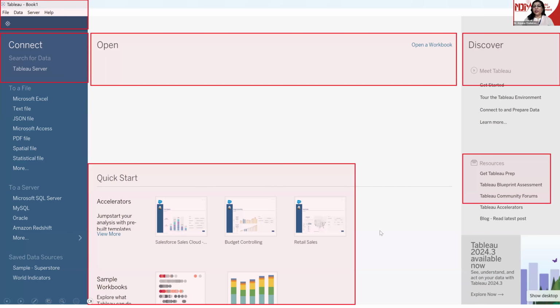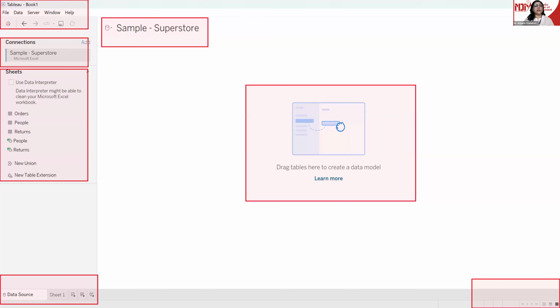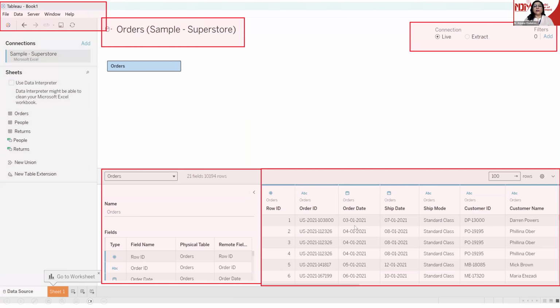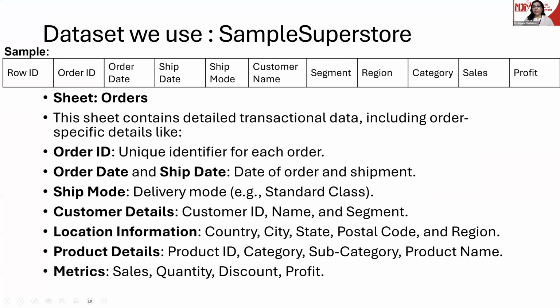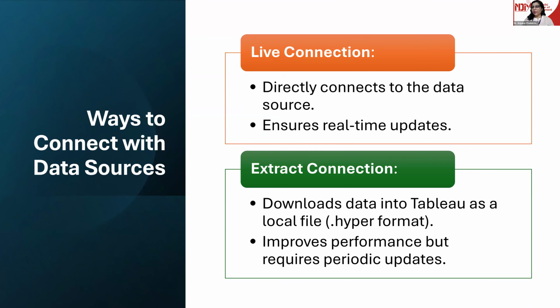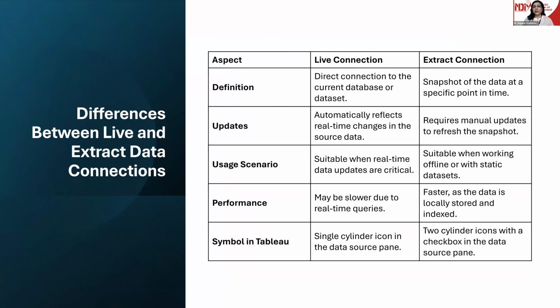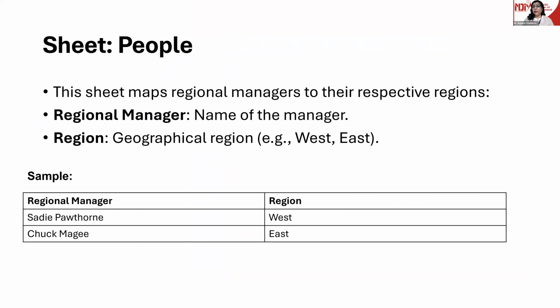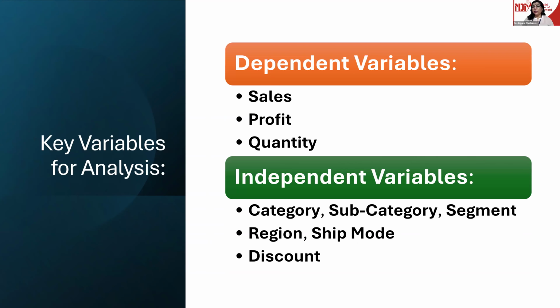These are the various options available in the interface. We talked about what each particular option means in the interface. Then we used a free data set, Sample Superstore, and learned the meaning of live connection and extract connection, and we did it practically also. Then we created a model, and before creating a model, we understood what the dependent variables are in our data set and what the independent variables are in my data set.